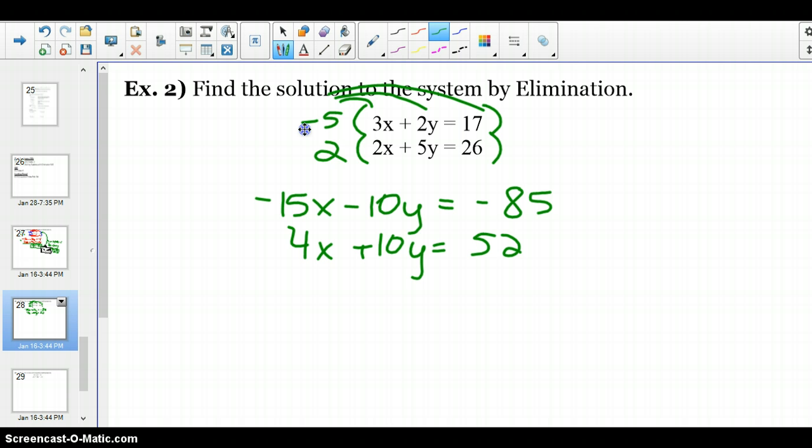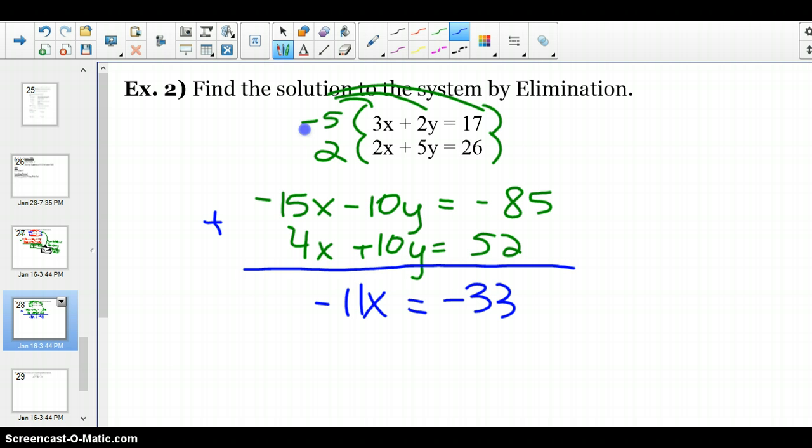So in this problem, I just wanted to show you that you could cancel out the y terms as well. It doesn't matter, either way works. You can cancel out the x terms or the y terms. So when I add down, I get -11x. My y terms cancel. And then if I add on my right-hand side of the equation, I've got -33. That means x is equal to 3.